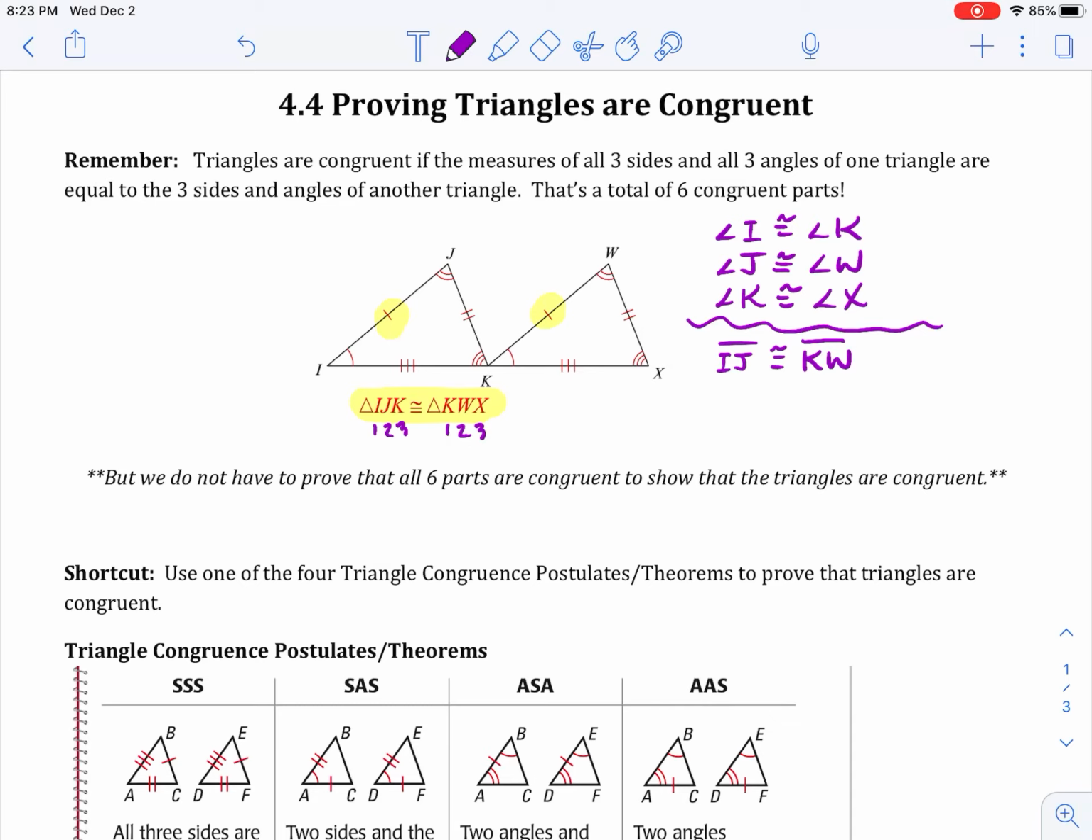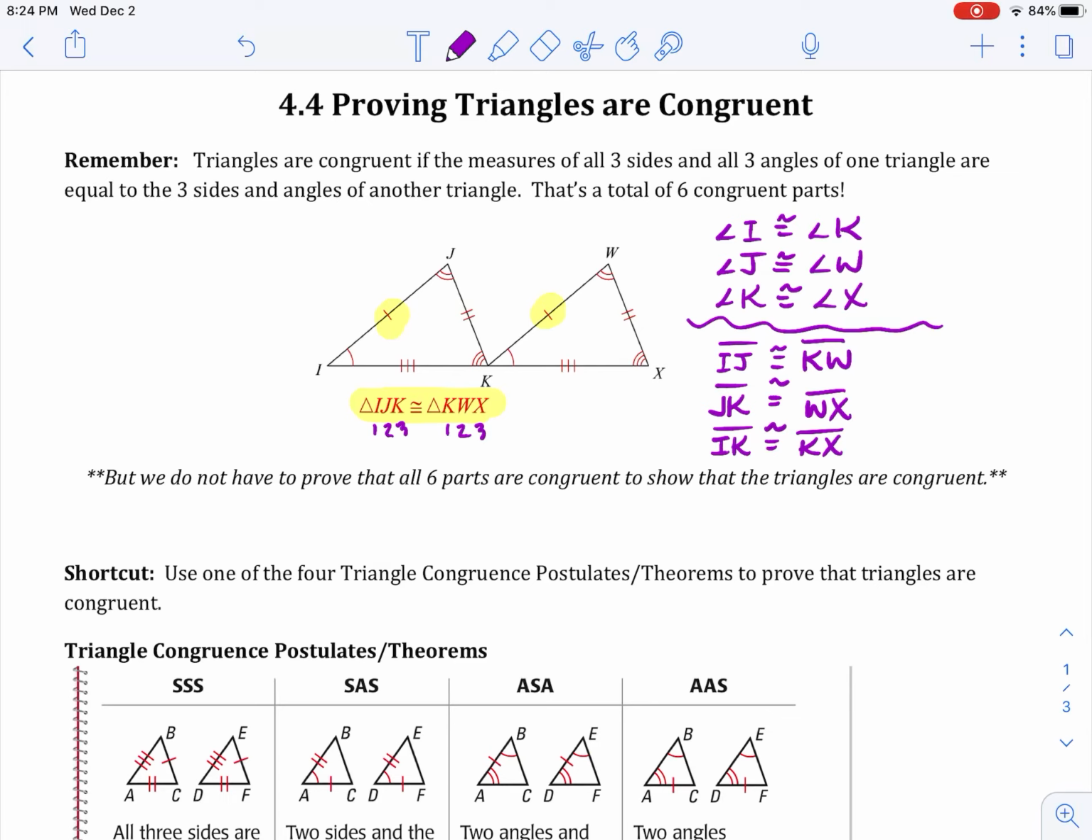And we could do this with the remaining sides. We could say JK is congruent to WX because they both have double markings on them and they're in the second and third position in our congruent statement. And finally, we could say that IK is congruent to KX because they both have triple markings on them and they're in the first and third position in our congruent statement. So this is all stuff we learned in section 4.3.